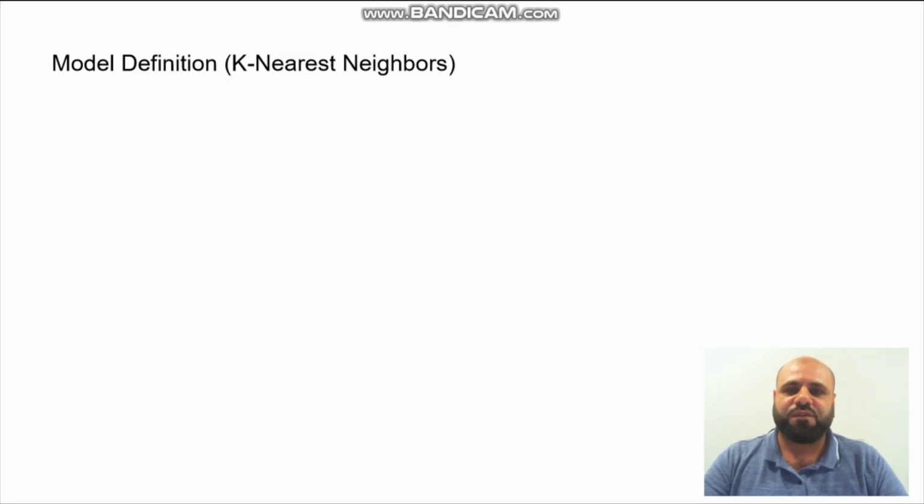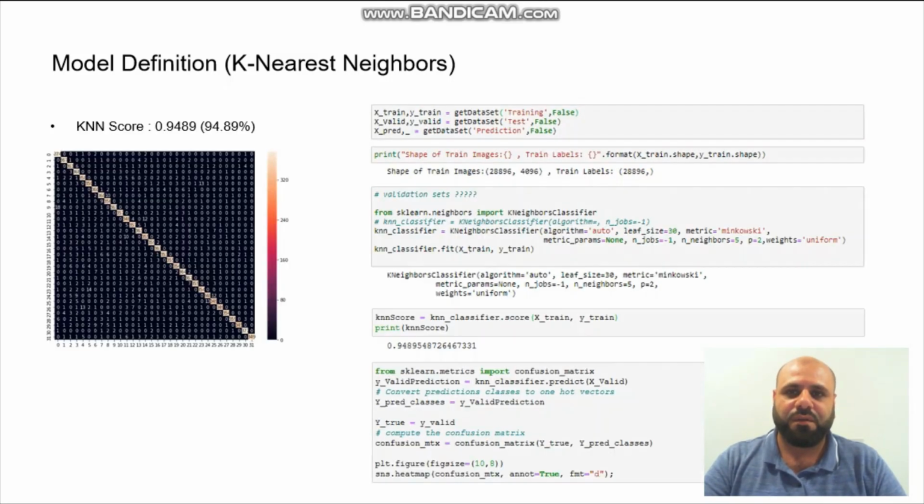Model definition. My first model I tried was k-nearest neighbor. I will go through it fast here. I split the dataset to prepare the images, and I ended up with the shape of the training images at around 28,000 images by 4,096 pixels in the training set. I played around with the model definition and ended up with this as the best outcome, where the accuracy was around 94%.